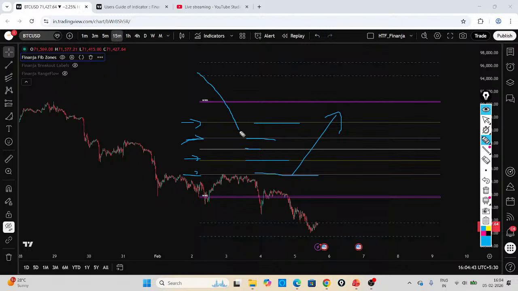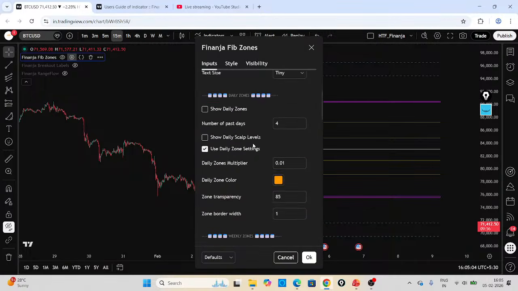Sometimes the market will be falling and it won't respect these two levels, it won't respect 50% also. Sometimes it will come to the 61.8 level and bounce back. So for that kind of trade it will be very helpful. That's the reason I don't switch on this level.